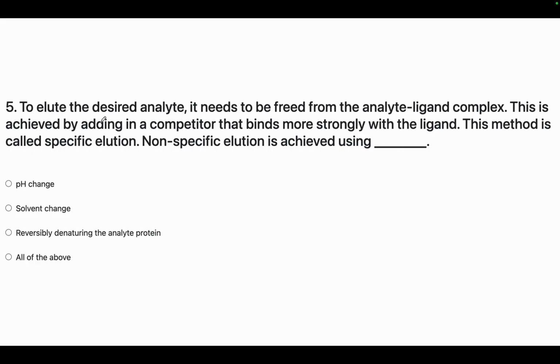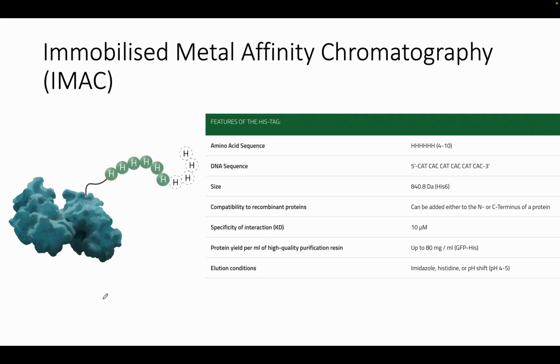To elute the desired analyte, it needs to be freed from the analyte ligand complex. Obviously, it is bound to our column, but we also need to elute it. This is achieved by adding in a competitor that binds more strongly than the ligand. This is competitive elution, called specific elution. Non-specific elution is achieved using DASH: pH change? Yes. Solvent change? Yes. Reversibly denaturing the analyte protein? Yes. All of these are non-specific elution techniques.